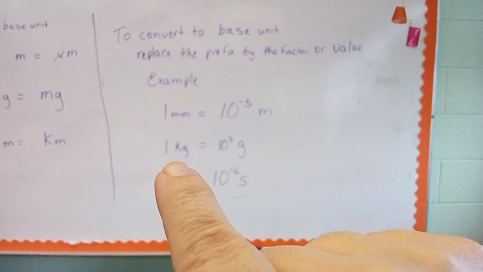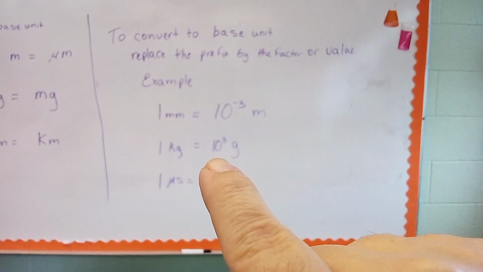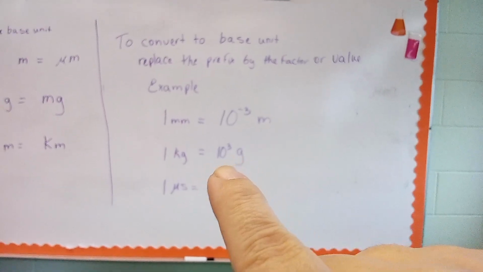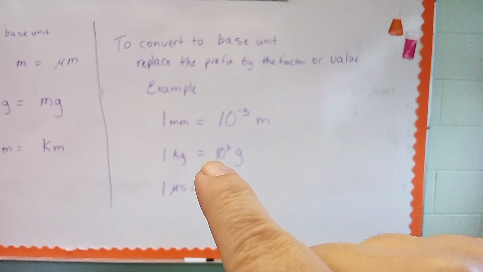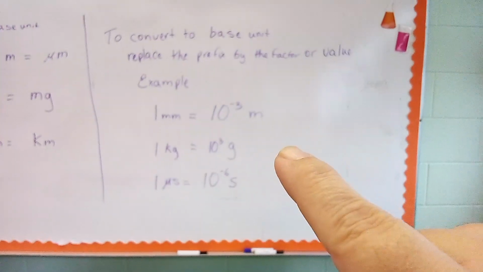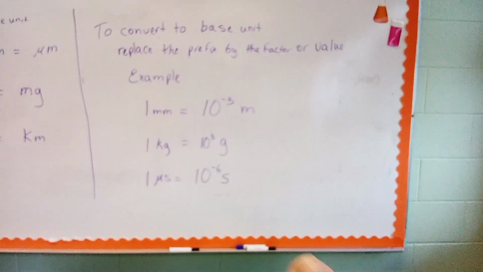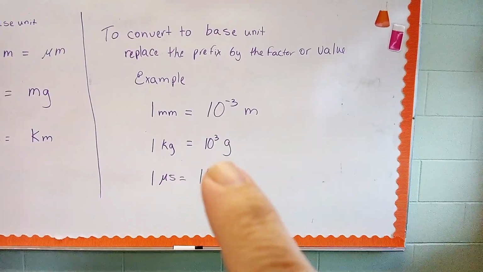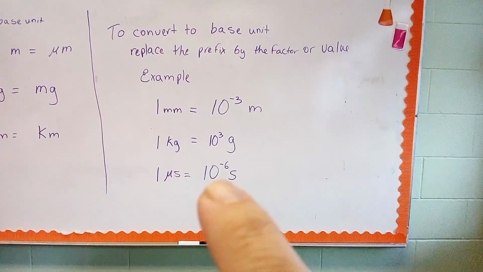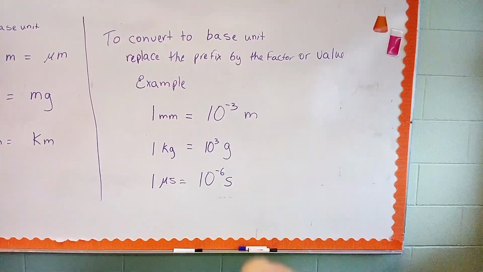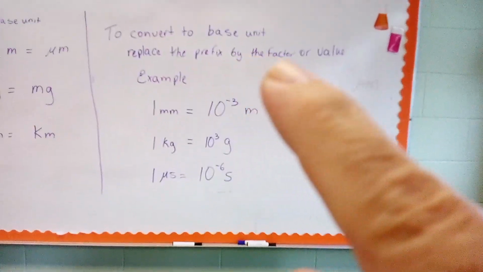1 kilogram. To find the base unit, all we do is replace the K and substitute the factor of it. So if we have 10 kilograms converted to grams, I would do 10 times 10 to the power of 3 grams. That would be 10,000 grams. But in this case, 1 kilogram is equal to 1,000 grams. 1 microsecond is equal to 10 to the power of negative 6 seconds. And again, to convert to the base unit, we replace the prefix by the factor.